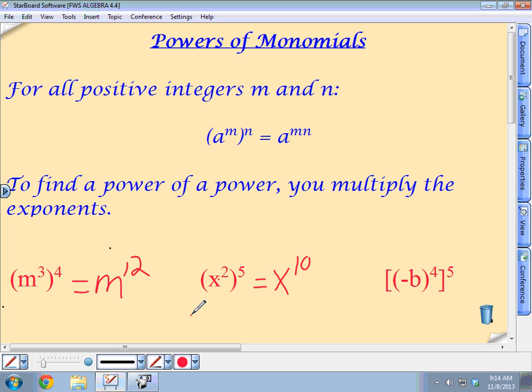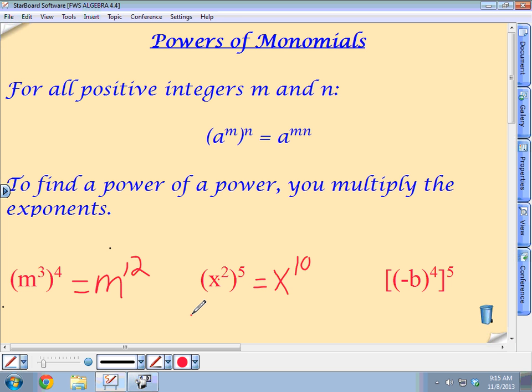You have negative b to the fourth power raised to the fifth power. This one's a little trickier. So what do you think it is? Negative b to the 20th power. Who agrees that it's negative b to the 20th power? Raise your hand. If you think it's something else, raise your hand. If you're not sure, what do you think it is, Weston? Positive b to the 20th power. Okay, that's correct.